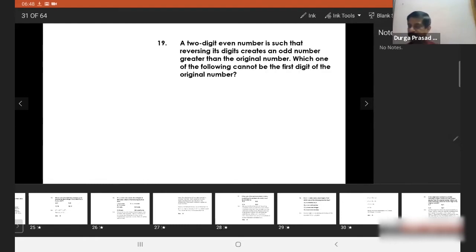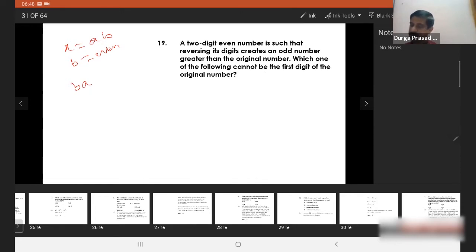A two-digit even number is such that reversing its digits. See, if I say x is a two-digit number, he says two-digit even number means b is even. It is clear, it could be 2, 4, 6, 8, anything. Reversing its digits means ba. You have reversed the digits, so it becomes ba.